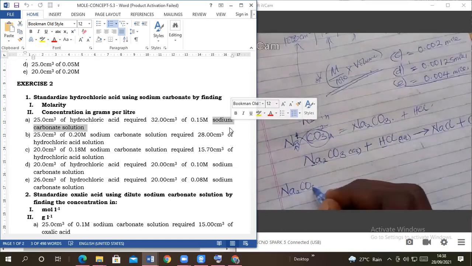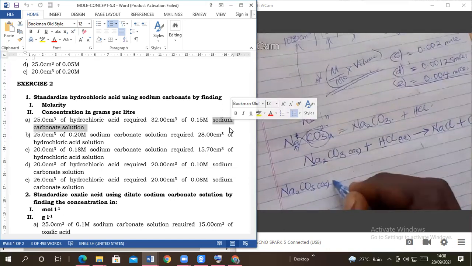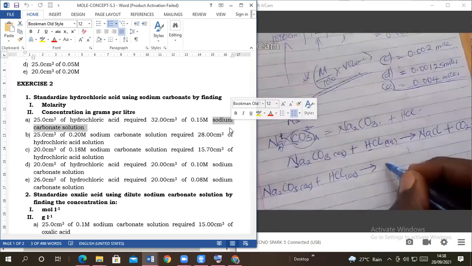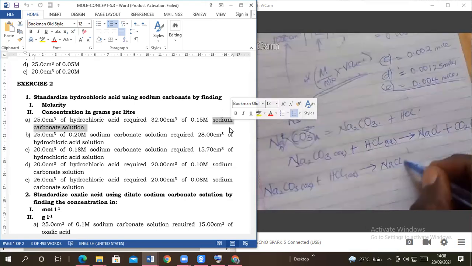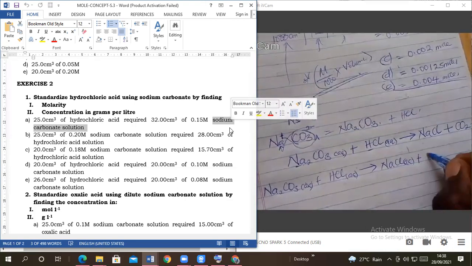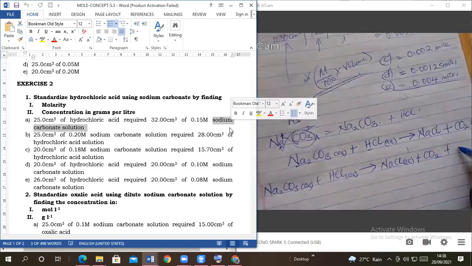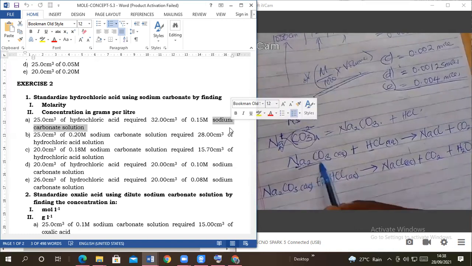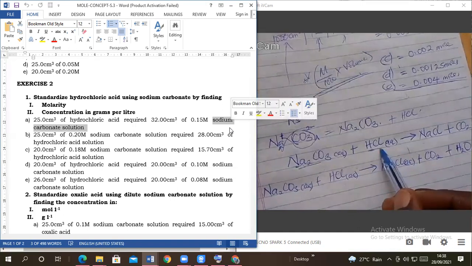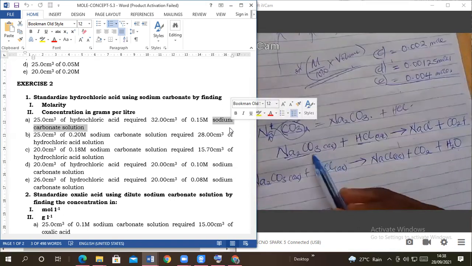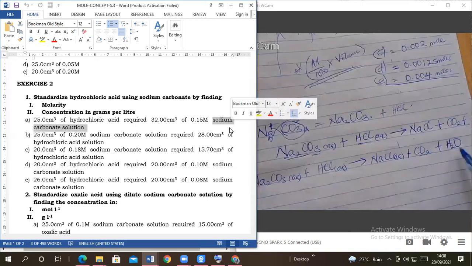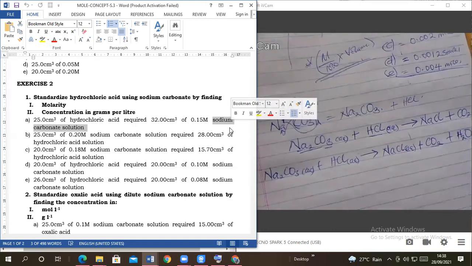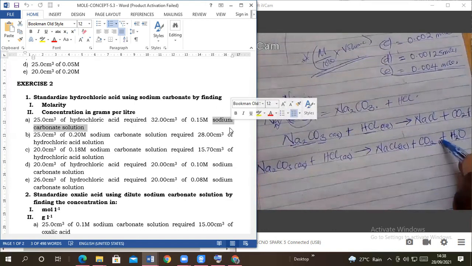Sodium carbonate aqueous plus hydrochloric acid aqueous. We get sodium chloride aqueous also, plus carbon dioxide gas, plus water. This is a reaction between a salt and an acid. The end product is, if it is a carbonate, we find carbon dioxide and water. So now what follows is to balance the equation. This is a gas, this is a liquid.